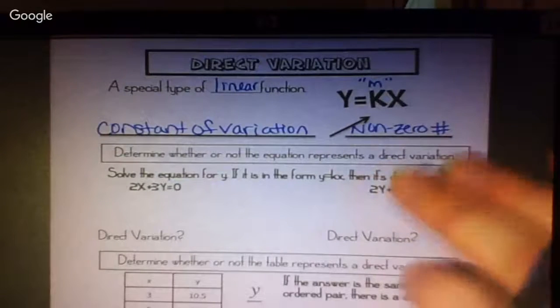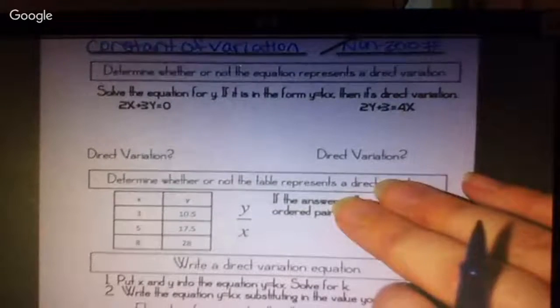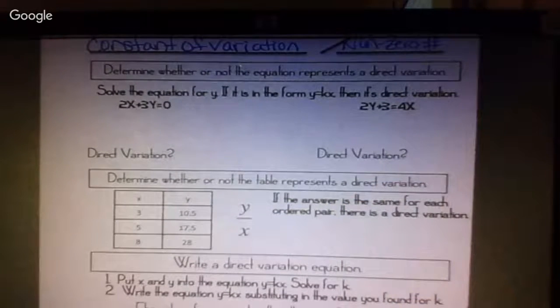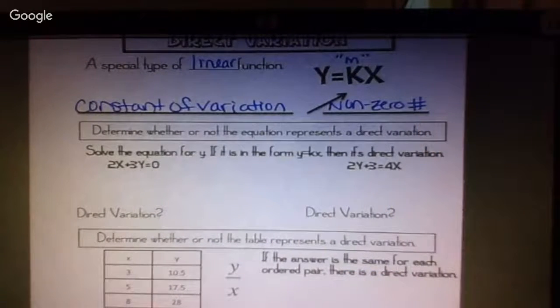Okay, so what you should be able to do is, if I give you an equation, you should be able to tell me, is it direct variation or no? What do you notice also before we get into that? Let me back up a second. What else do you notice about y equals kx? What's missing? Okay, your y-intercept is missing. Guess what? Your y-intercept is always 0 if it's direct variation. So this is yes.